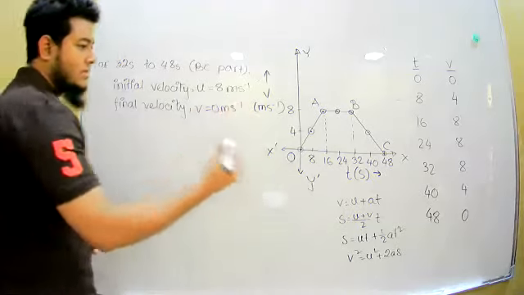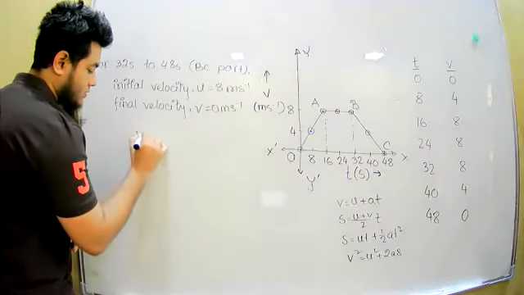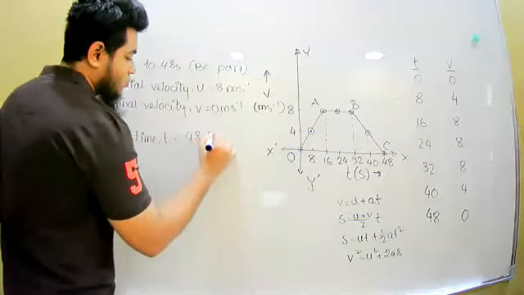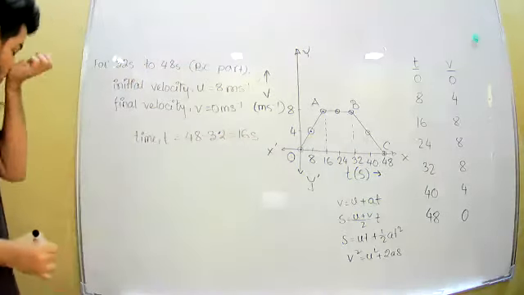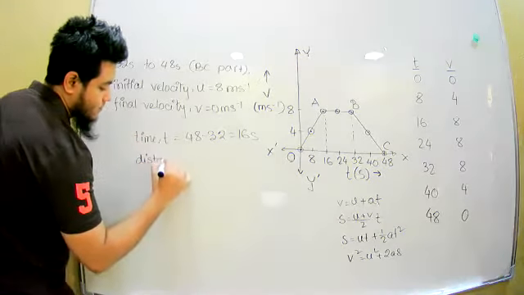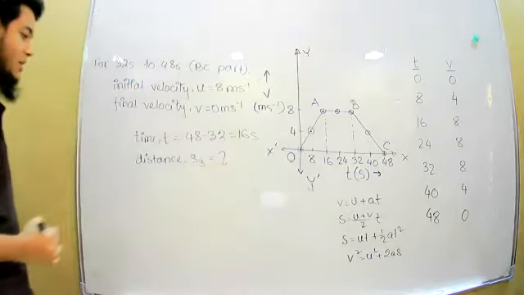And what is the time gap from 32 to 48? Okay, you can subtract it and show. 16 seconds again. Okay. So again, we need to calculate the distance covered as 3. Let us name this one as S3. S3 is equal to what?